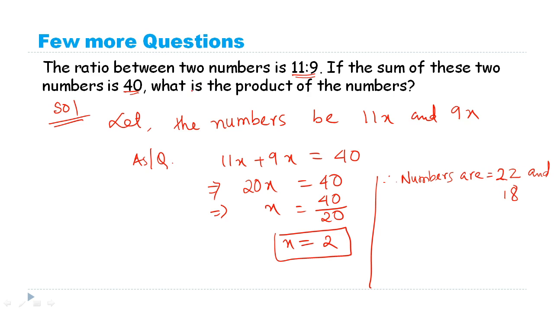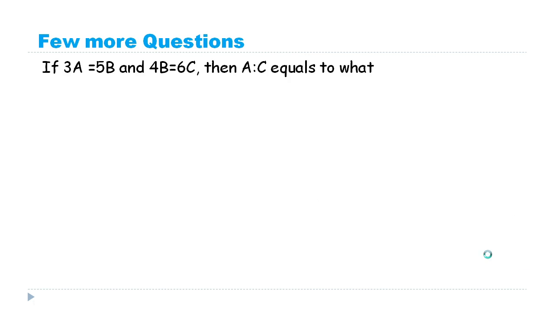But in the question they asked what is the product of the numbers. So therefore the product of the numbers is 22 into 18. So 22 into 18 is what? 396. So this is the answer of this question.